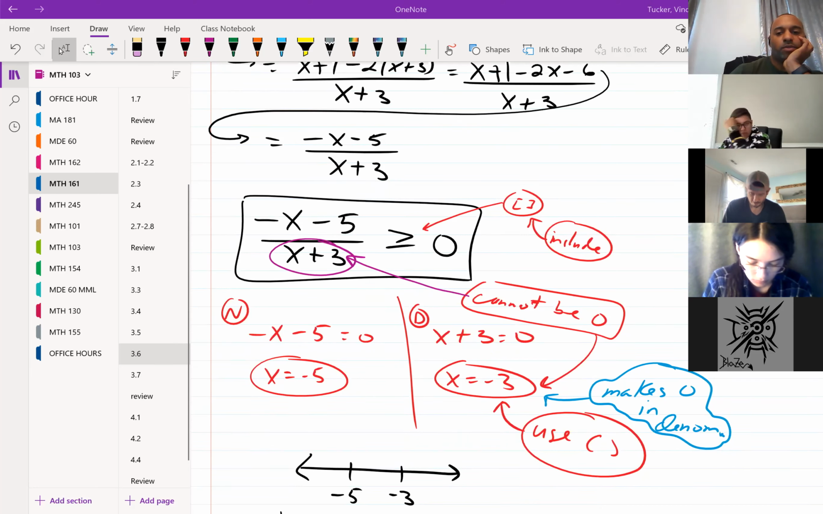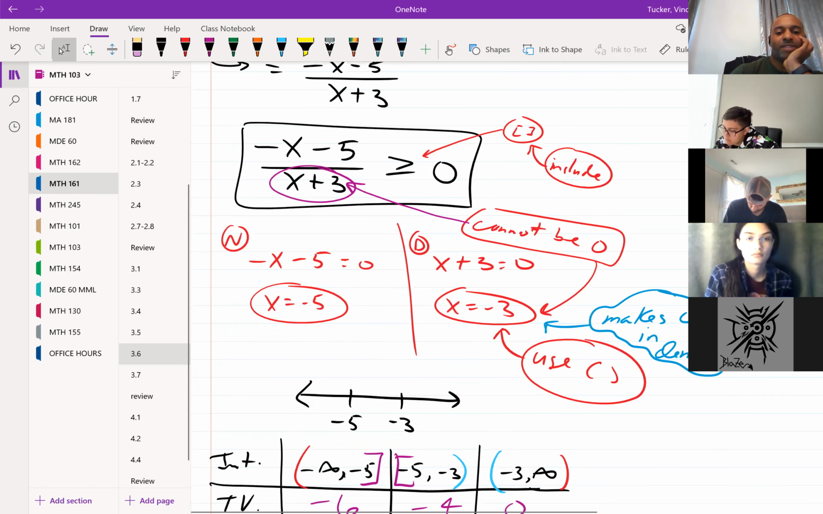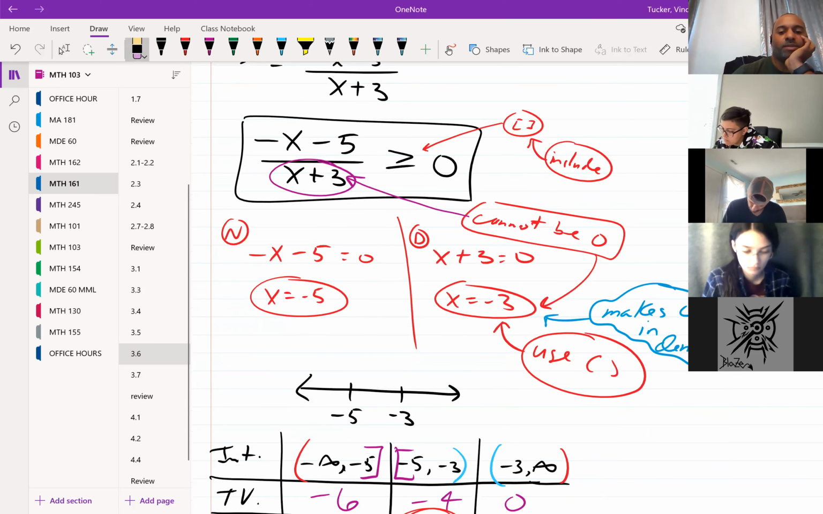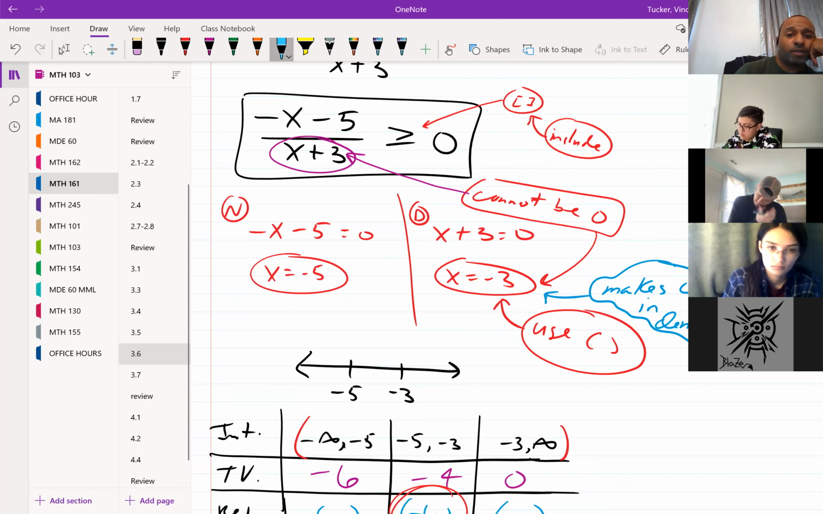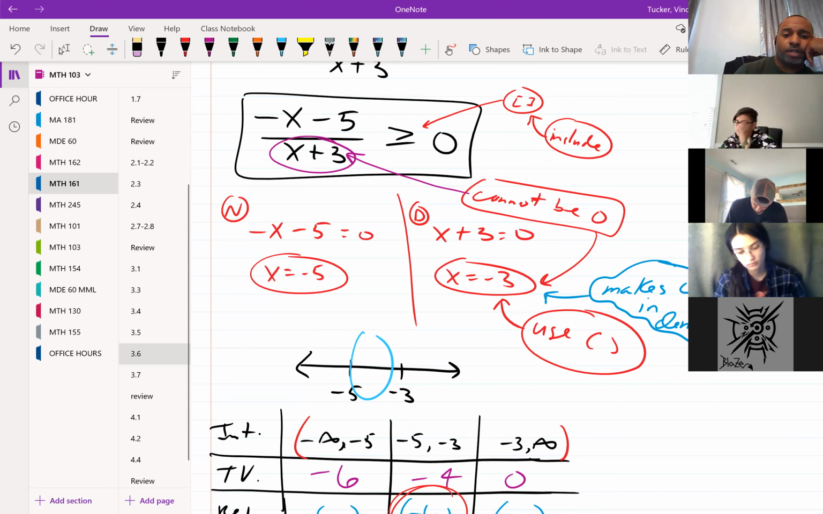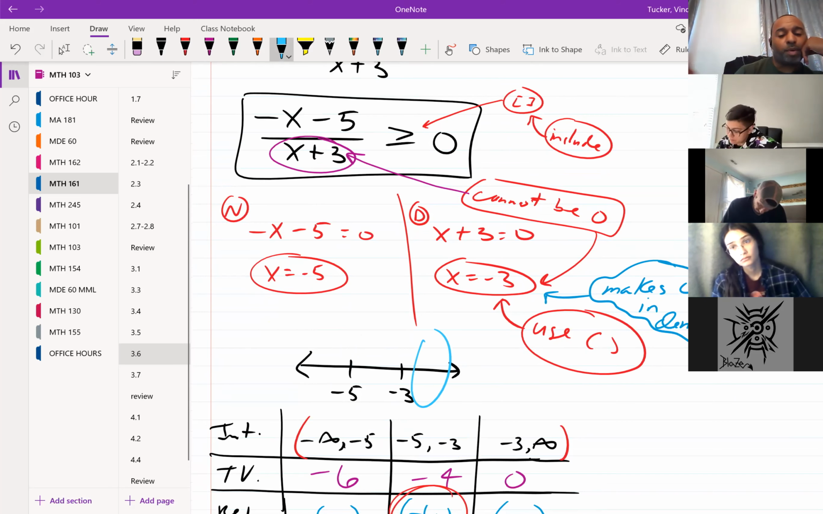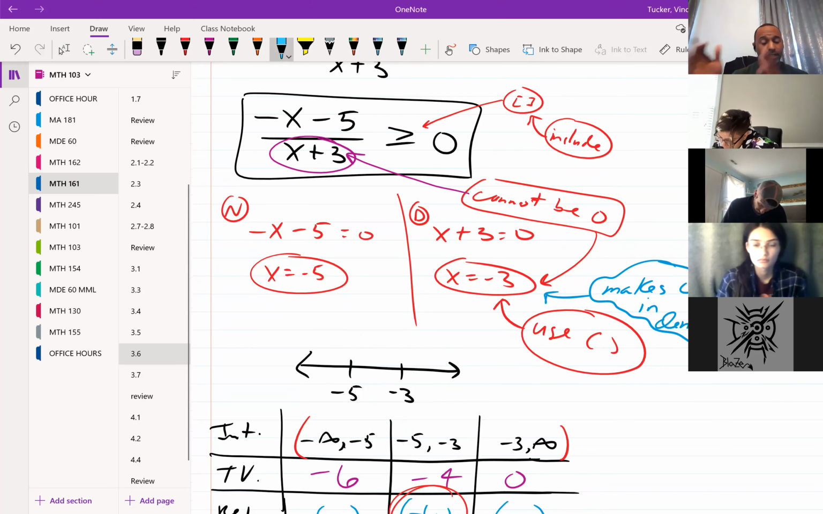All right, can I scroll up some? Talk about what all these bubbles mean. All right, so the first thing you want to do is establish your intervals, and we see that we have negative infinity to negative 5, negative 5 to negative 3, and then negative 3 to positive infinity. So we have our intervals established.